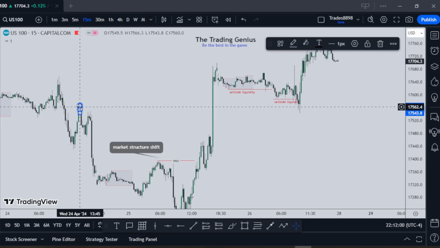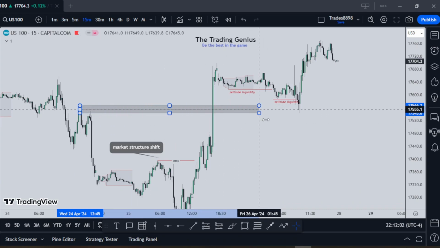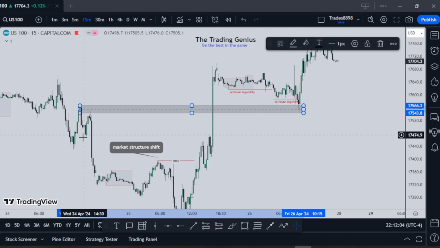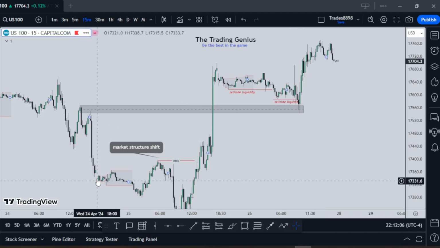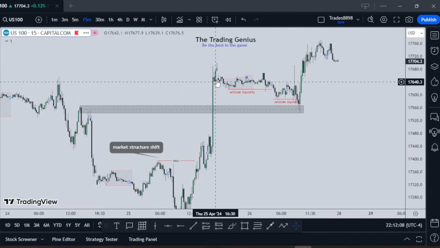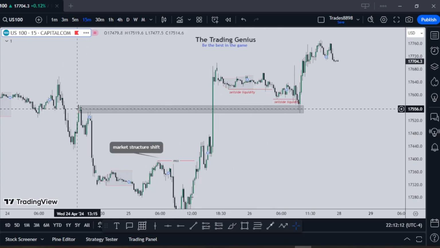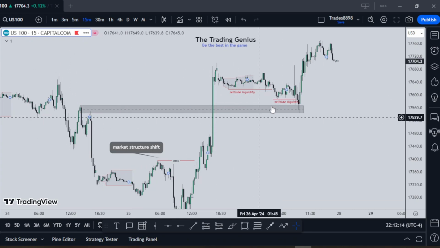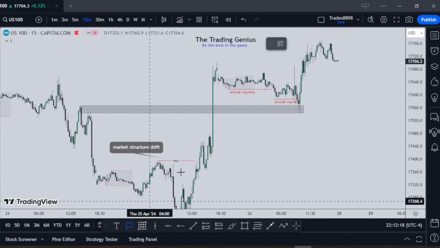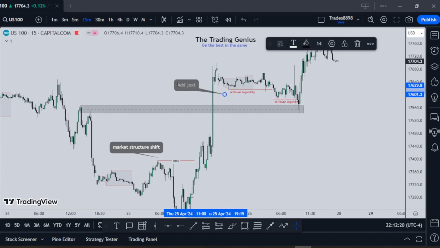What is that? That is another breaker block. See that? The low, the high, and then the low comes all the way down here and comes right back, and then pushes right through it and comes back to that low again. So now we have another breaker block that price rejects into. So we have another liquidity sweep into a breaker block, right?